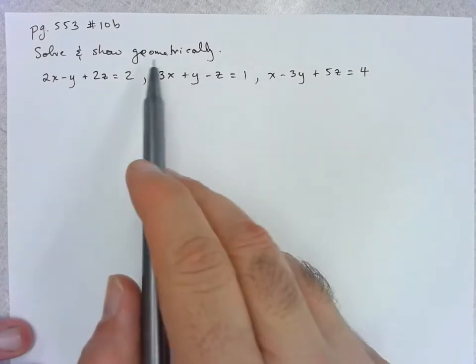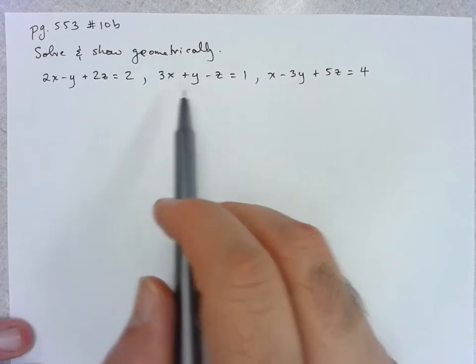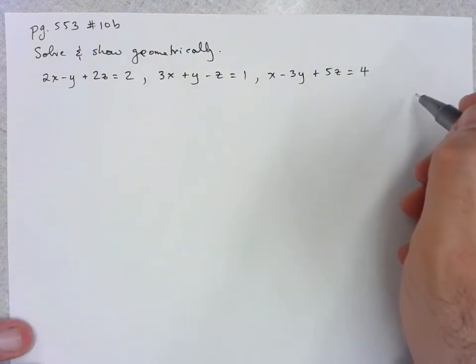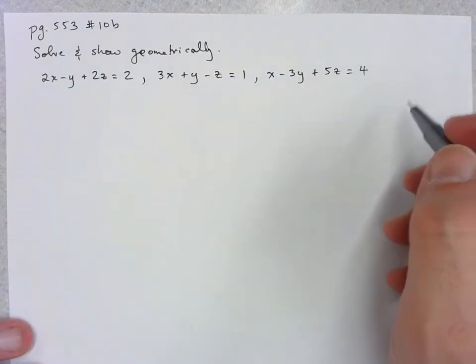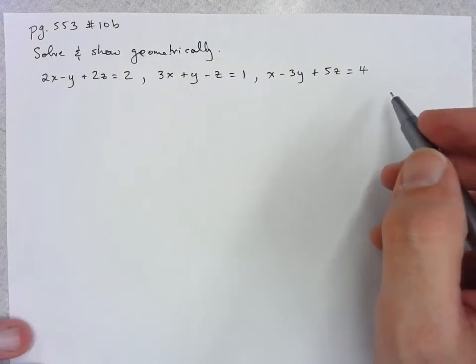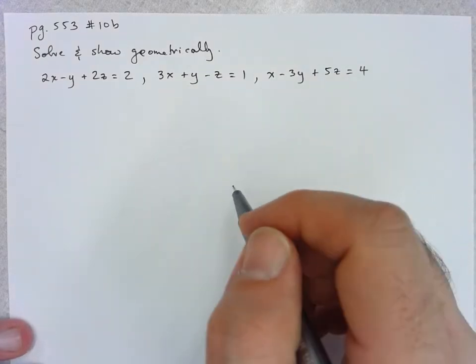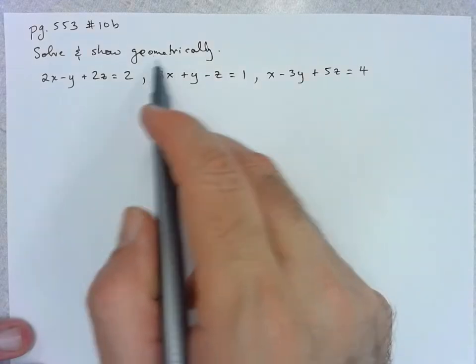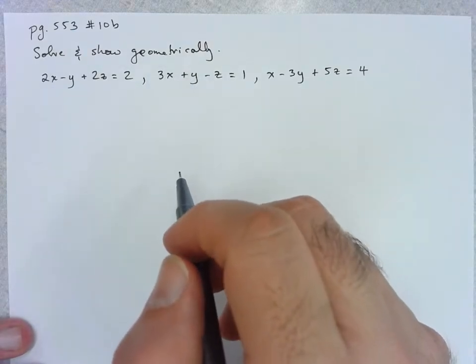Okay, so in terms of the geometry, I just have three possibilities. I know that I have the possibility that they intersect in a point, that they intersect in a line, or that there's no intersection at all, that they create that triangular prism. So I'll keep that in the back of my head as I answer that last part of the question. But for now, I'll solve.